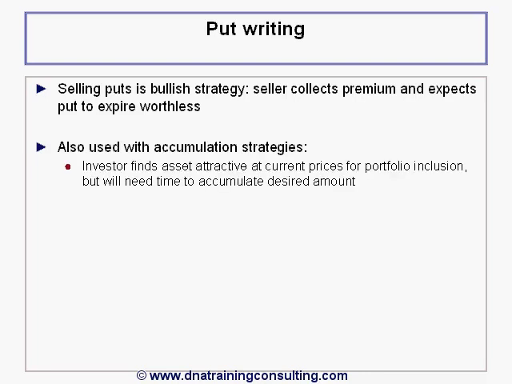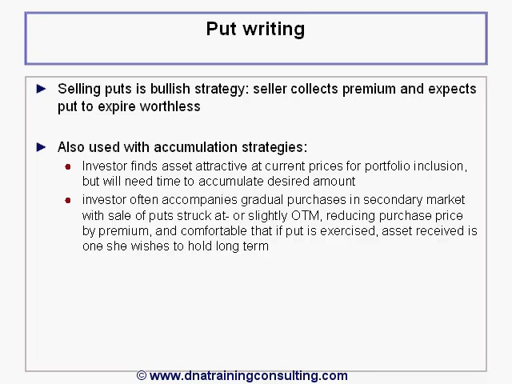An investor has concluded that an asset is attractive at current prices for long-term inclusion in her portfolio, but that it will take time to accumulate the aggregate amount desired. So the investor accompanies her gradual purchase of this asset from the secondary market with the sale of puts struck at or slightly out of the money, reducing her purchase price by the premium received and comfortable in the knowledge that if the put is exercised, the asset she receives is the one she wishes to hold for the long term.